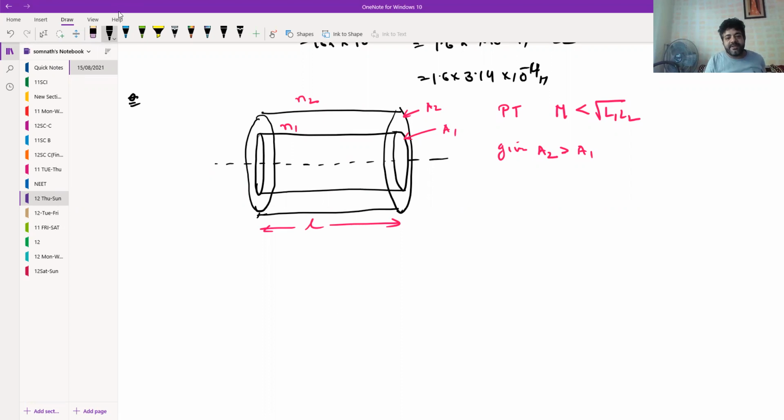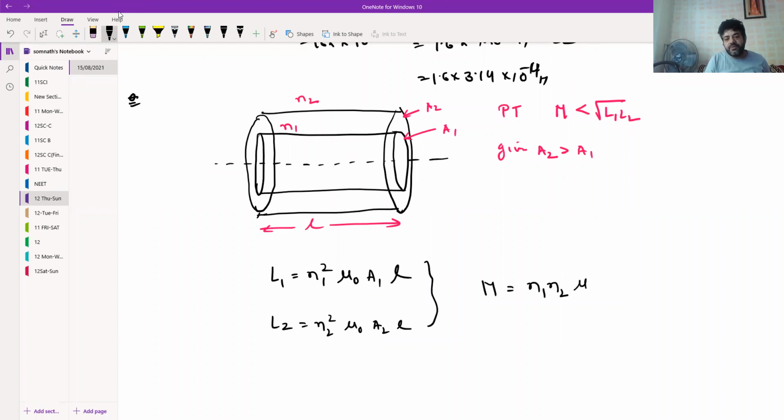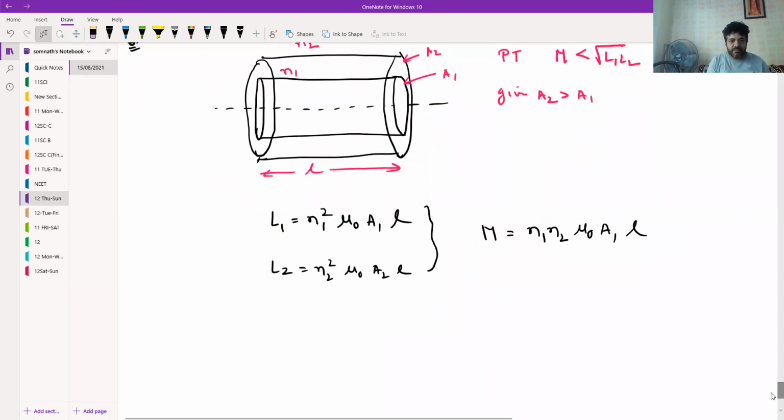Let L1 be the self-induction of the first solenoid. We know the formula N1 square mu naught A1 L. For the self-induction of the second coil, we know the formula N2 square mu naught A2 L. And we know the mutual induction for both coils is N1 N2 mu naught, common area A1 into L. Yes or no? We know this.